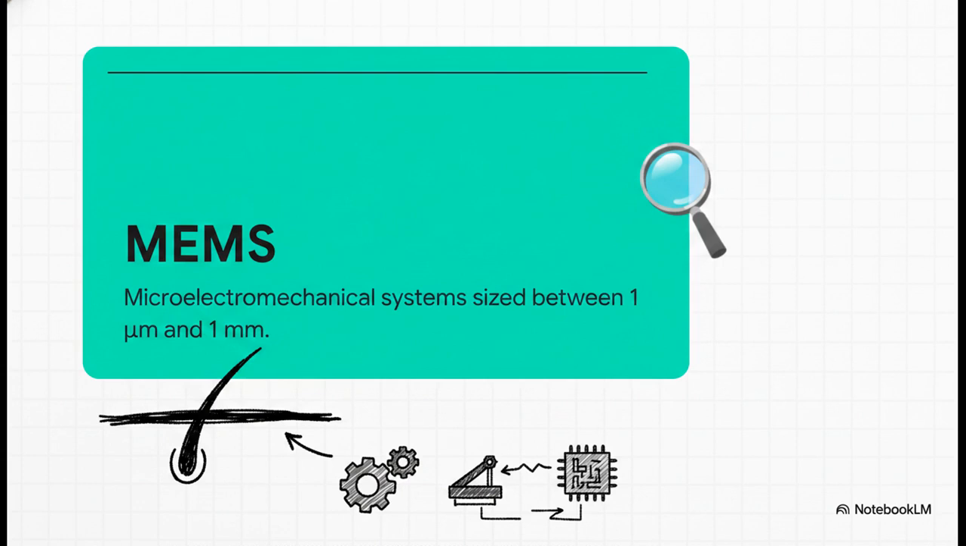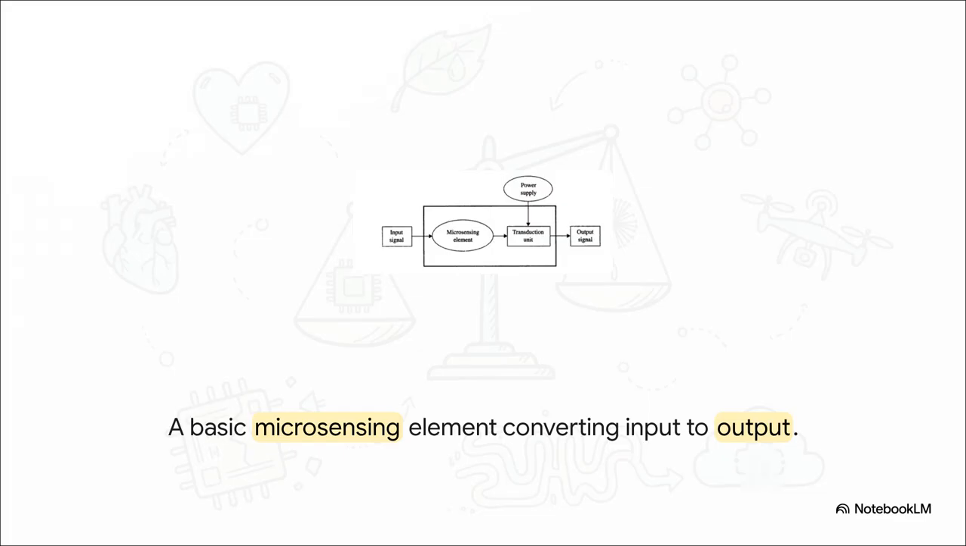And what's really amazing here is the size. The components inside a MEMS device are typically sized somewhere between 1 micrometer and 1 millimeter. To put that into perspective for a second, a single human hair is about 100 micrometers thick. So within this incredibly tiny footprint, a true microsystem usually packs in 3 major components: microsensors, actuators, and a processing unit.